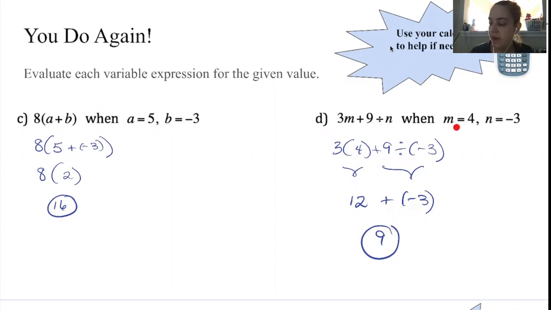For letter D, put 4 in for m, and negative 3 in for n. 3 times 4 is 12. 9 divided by negative 3 is negative 3. 12 plus negative 3 is 9.